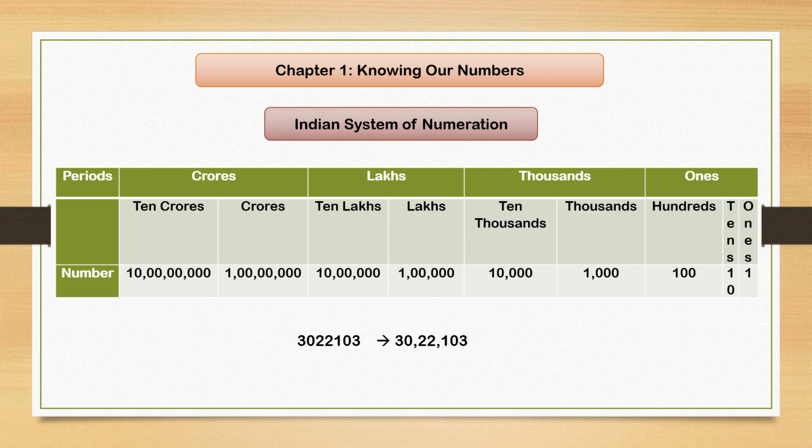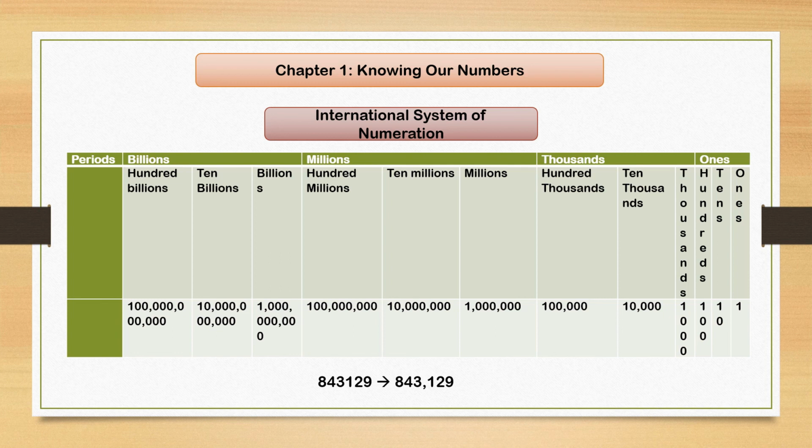While writing large numbers, we separate the periods using comma. Under Indian system of numeration, a comma is placed after three digits starting from the right and then after every two digits.